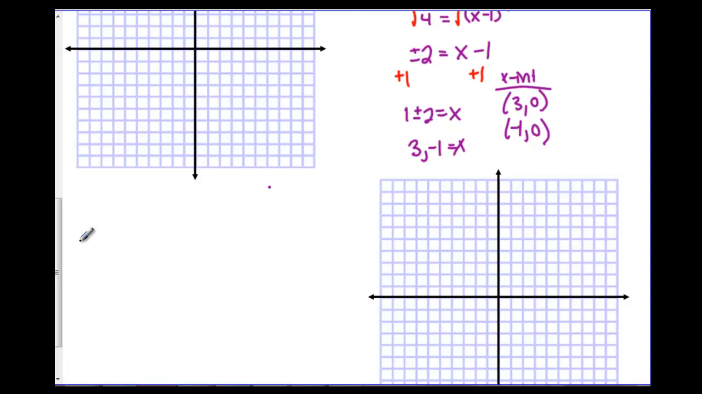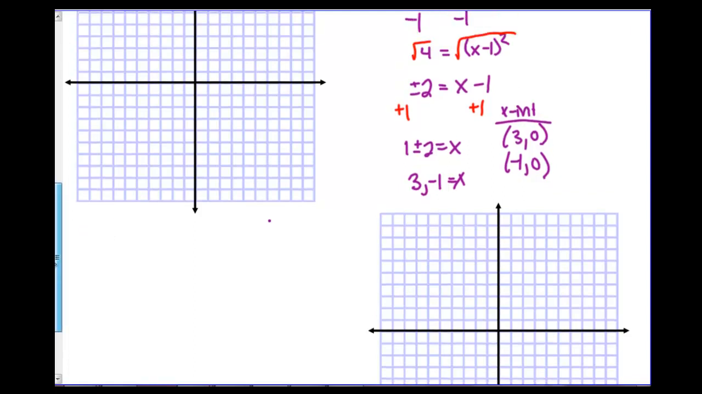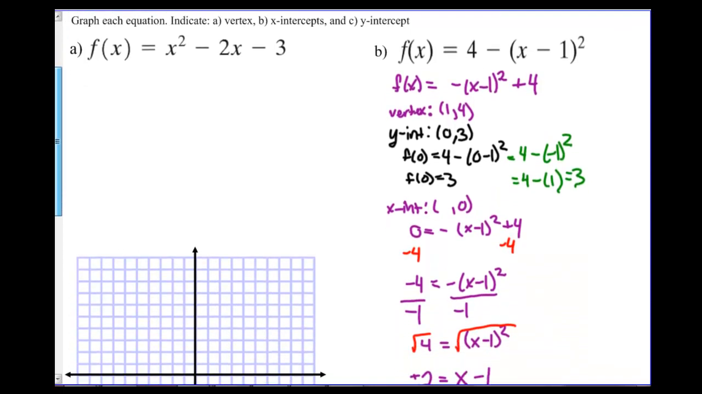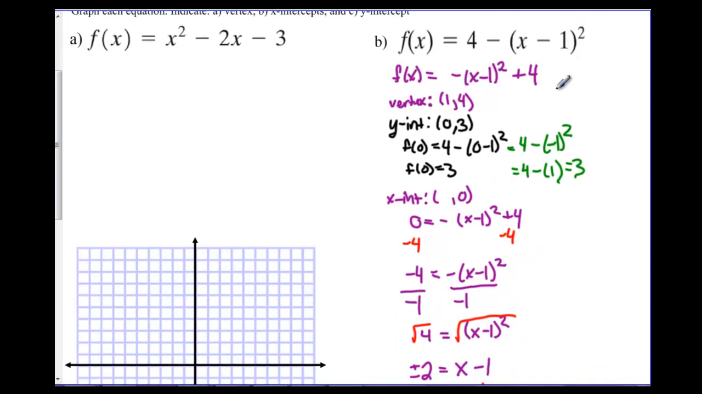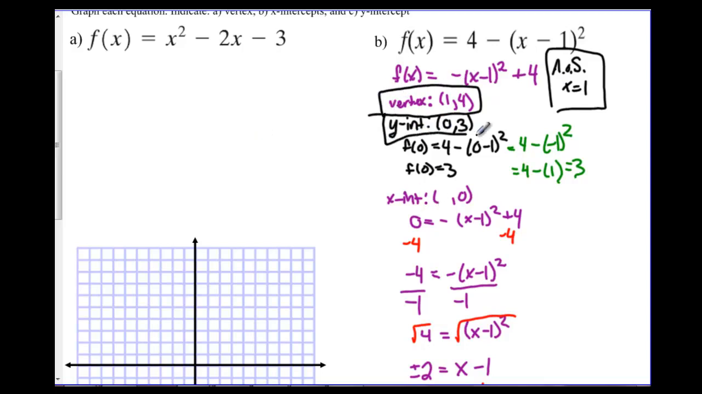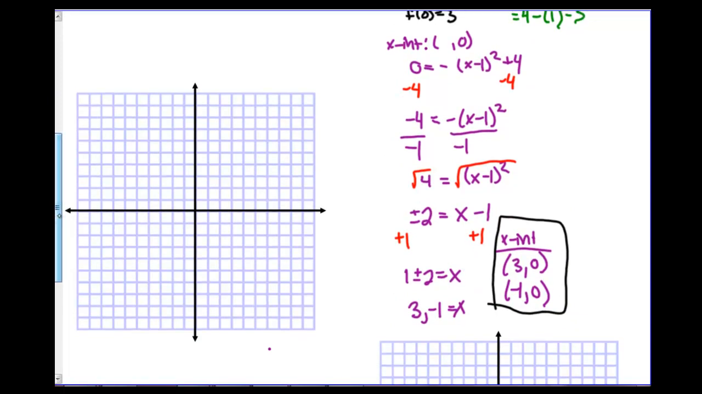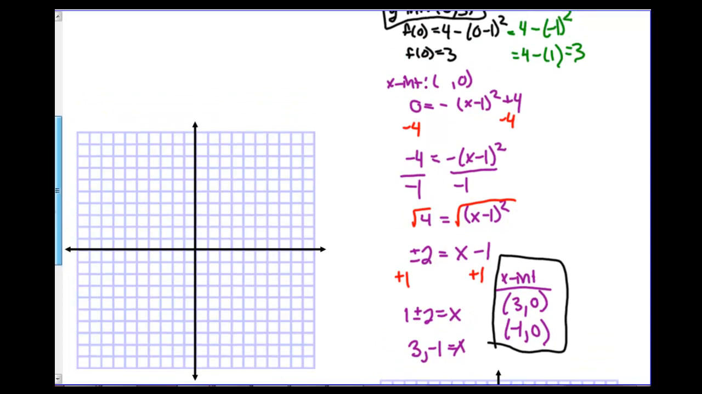Is that all right for the x-intercepts? Did we do everything? Oh, and for fun, your axis of symmetry is what? Yeah, x equals 1. All right, so axis of symmetry is x equals 1. We knew that from the vertex. We have a y-intercept of 0, 3. And we have x-intercepts of 3, 0 and negative 1, 0. So that's more than enough information for us to graph this.